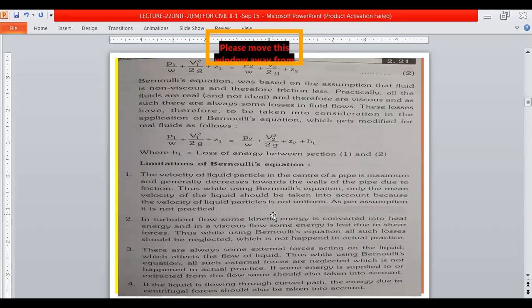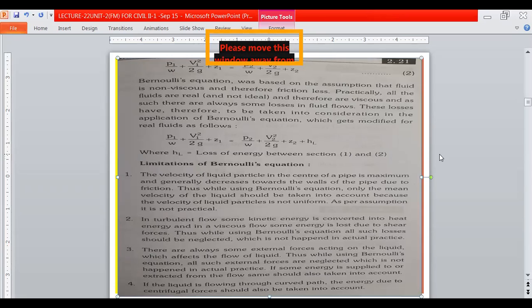Bernoulli's equation was based on the assumption that the fluid is non-viscous and therefore frictionless. These losses have therefore to be taken into consideration in the application of Bernoulli's equation, which gets modified for real fluids. Here we have a non-viscous fluid. When there are real fluids, P1 by W plus V1 square by 2G plus Z1 is equal to P2 by W plus V2 square by 2G plus Z2 plus HL. HL is equal to the loss of energy between section 1 and section 2. Whenever there is a loss of energy, we have to add plus HL.